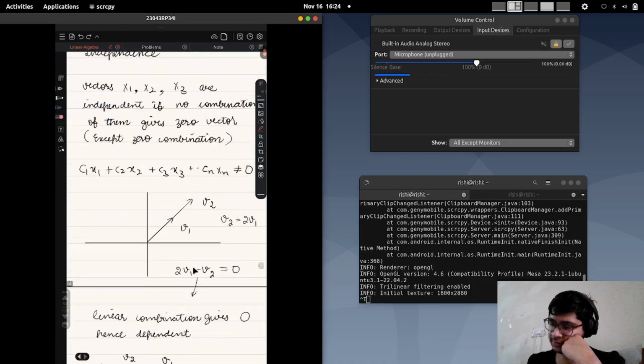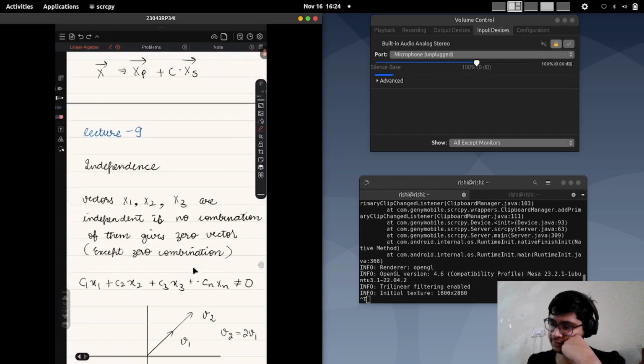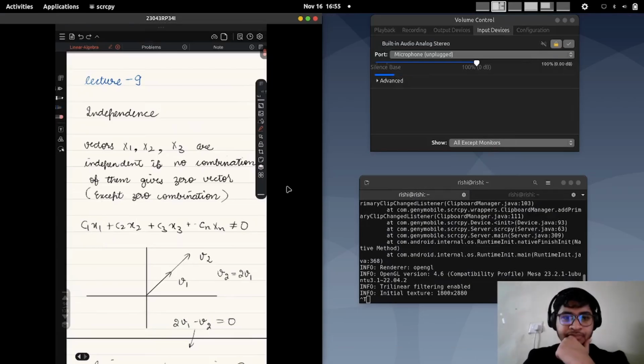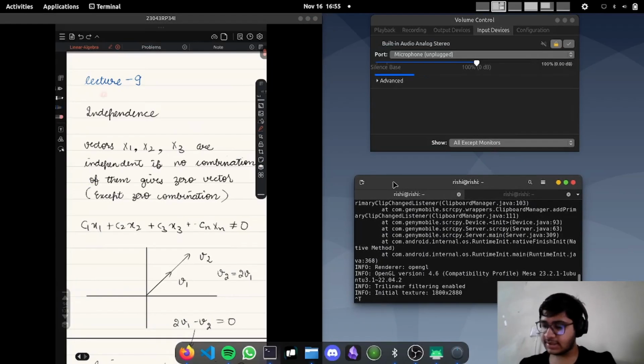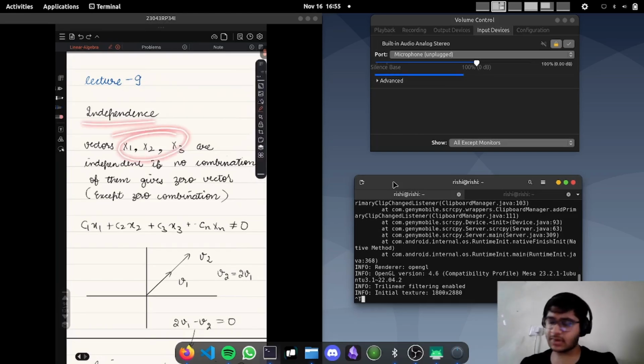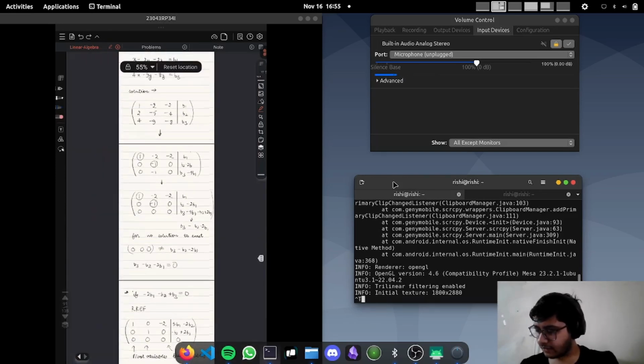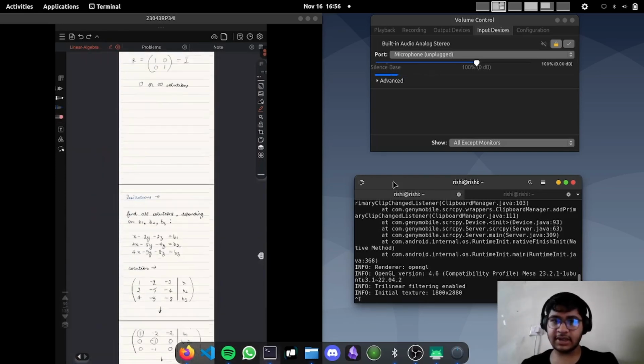Now we have the most significant thing, which is independence, and we will talk about this. So I guess we should now talk about independence, lecture 9. This is kind of a little confusing. The lecture is essentially confusing at some point, but I believe we will get it through. So independence. 3 vectors, x1, x2, x3, are independent if there is no combination of them that gives the 0 vector. We know that from a long time ago, essentially.